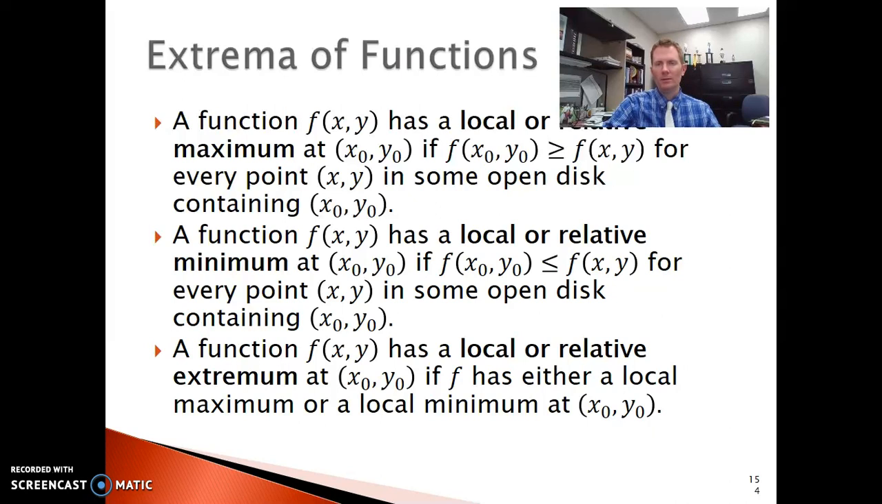An extremum is a general term for either a minimum or a maximum. So we see in these definitions that the only difference between where a local maximum or a local minimum occurs is based on this inequality symbol. Do we have the point being greater than or equal to all other points in an open disk, an open neighborhood, or do we have the point being less than or equal to all the other points in the surrounding area? That's the differentiating factor between whether a point is a local maximum or local minimum.